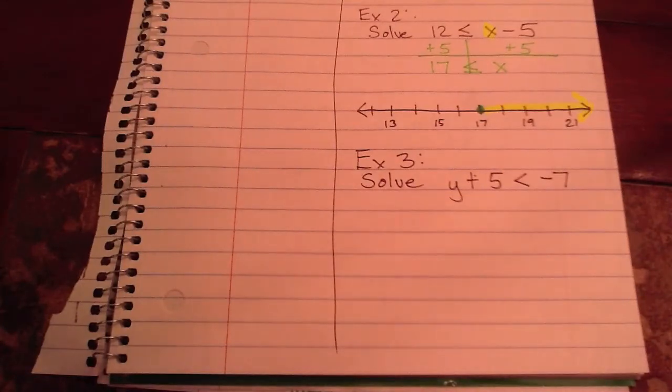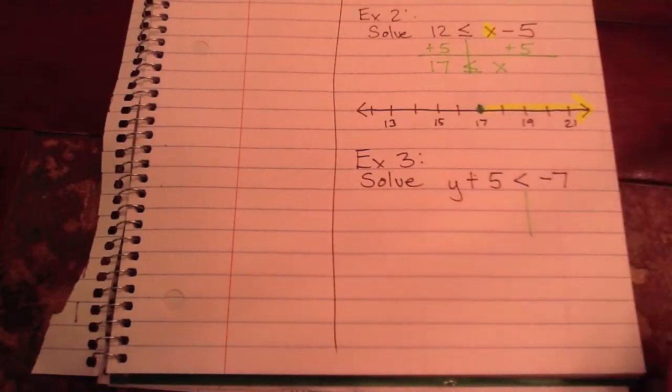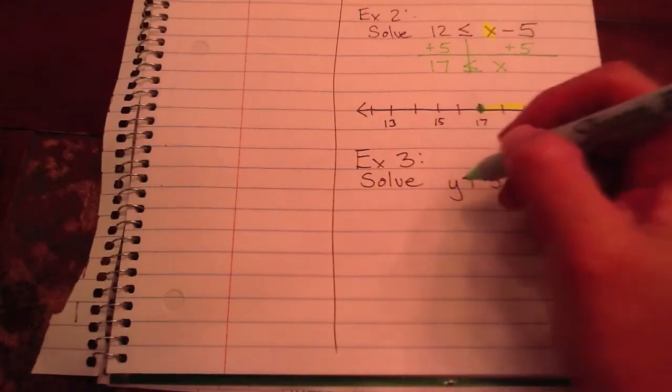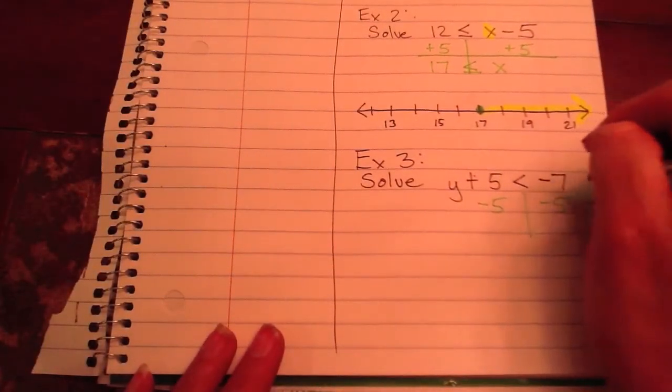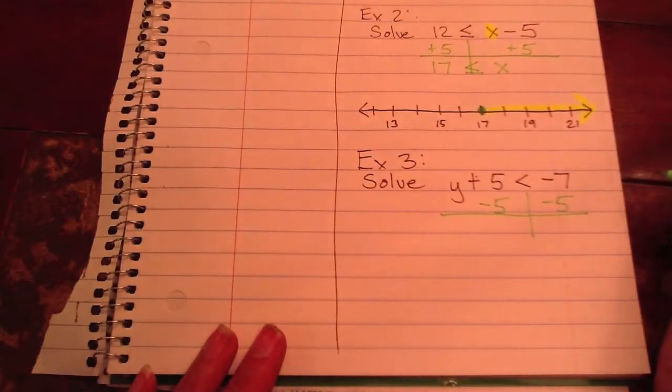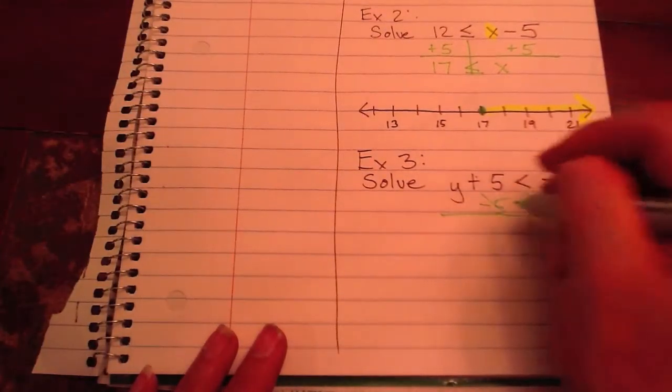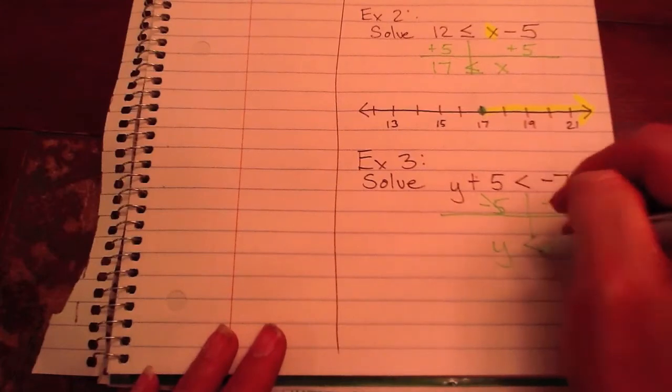So hit pause, try it, and then unpause. All right, so you should have drawn your line out of your inequality, and then you were trying to isolate the y, so you subtract 5 from both sides, or add a -5 if you want to look at it that way. You end up with these canceling, and you have y is less than.